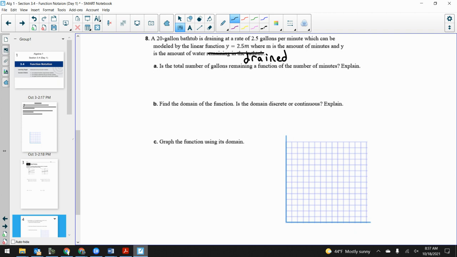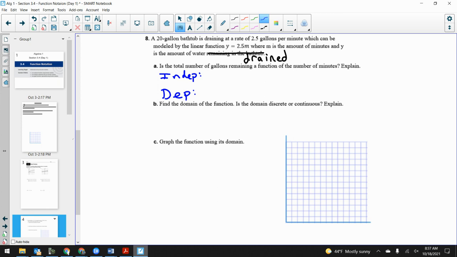Okay, so the amount of water drained out of the tub is my output, right? My input is the amount of minutes that's elapsing, right? So, if I wanted to find a function, well, that must mean that I have to figure out what my independent and dependent variables are.